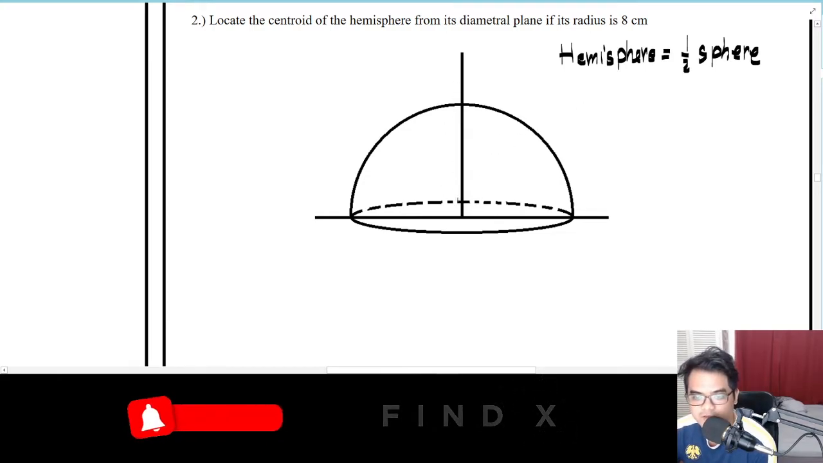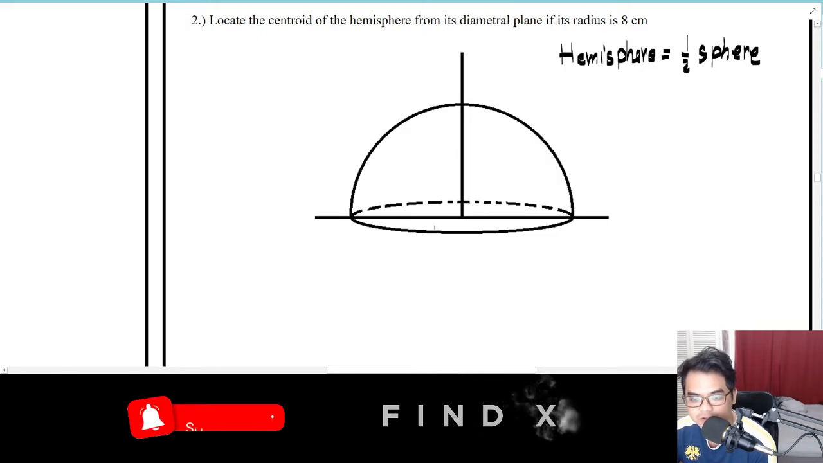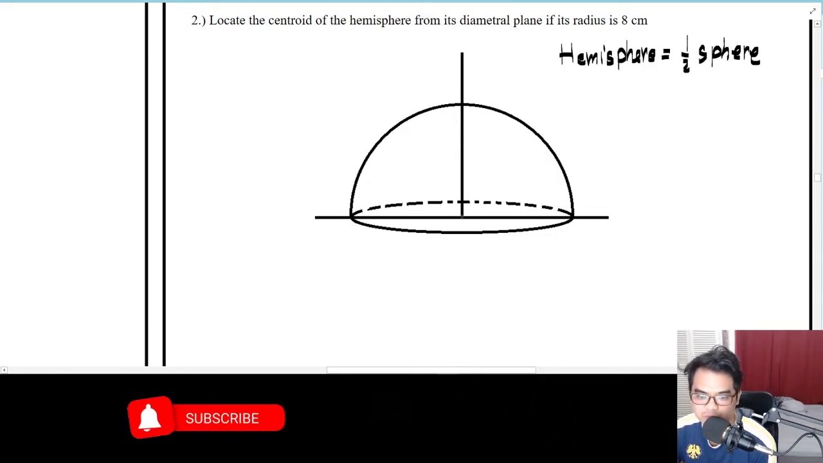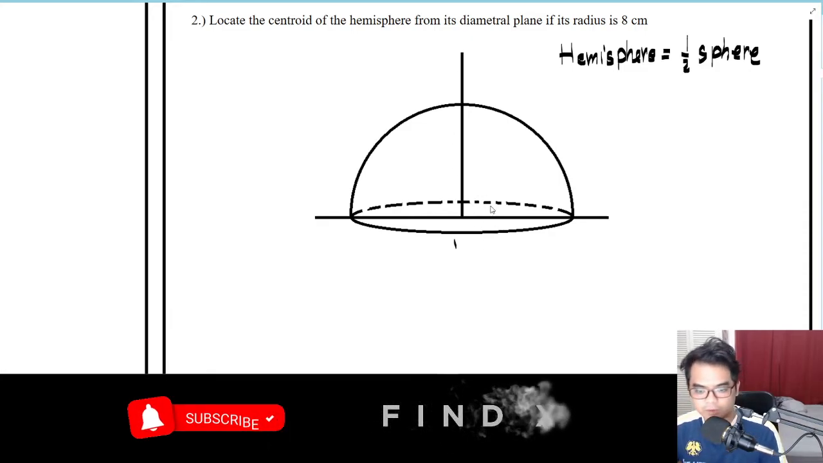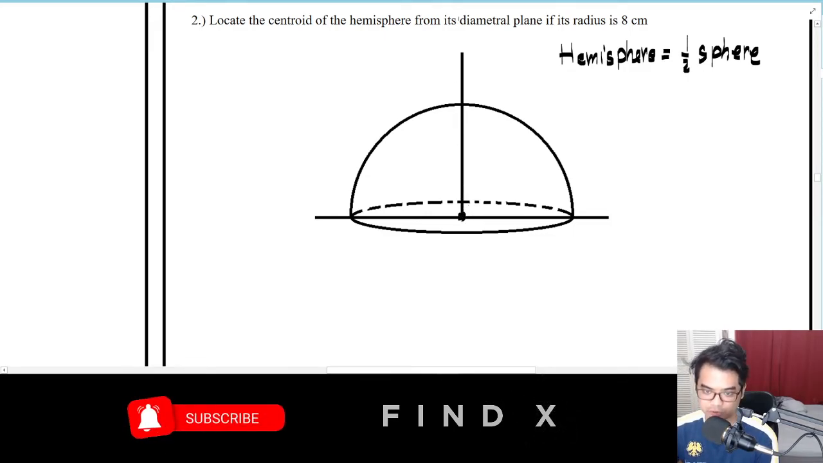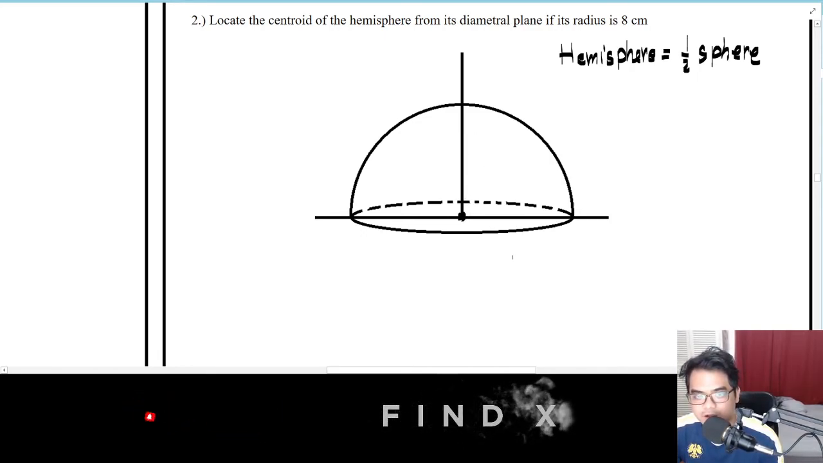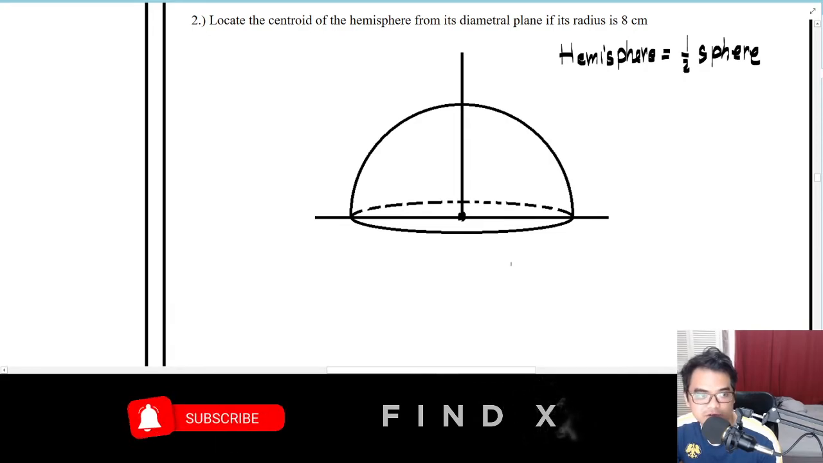As you can see, this hemisphere is already symmetrical with respect to the y-axis. So we already know the location of the centroid with respect to x. It will be just along this line, the y-axis. So all we have to do is find the y-coordinate of the centroid.